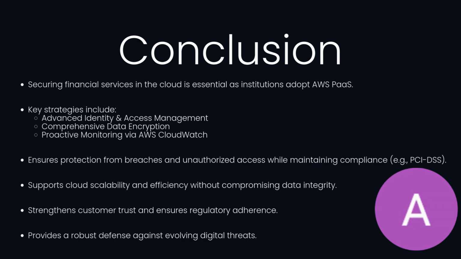In conclusion, for this presentation, as financial institutions transition to AWS platform as a service, securing services in the cloud is more important than ever. Our proposed solution emphasizes three key strategies. First, advanced identity and access management to control and monitor who can access sensitive data. Second, comprehensive data encryption to protect information both at rest and in transit. Third, proactive monitoring through AWS CloudWatch to detect and respond to potential threats in real time.